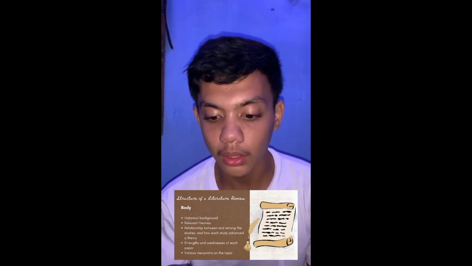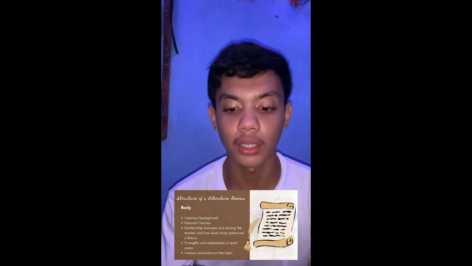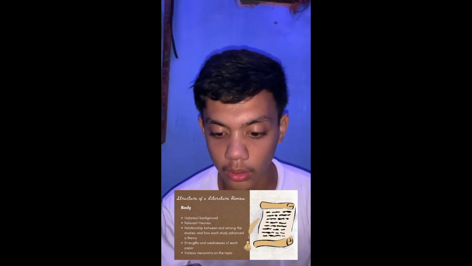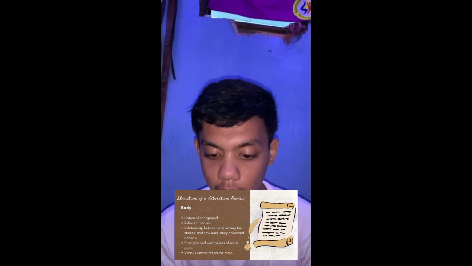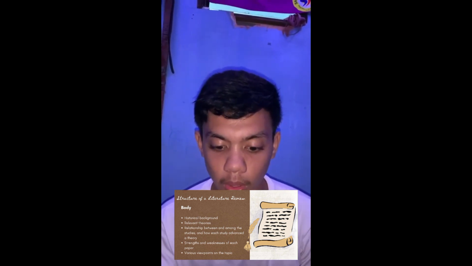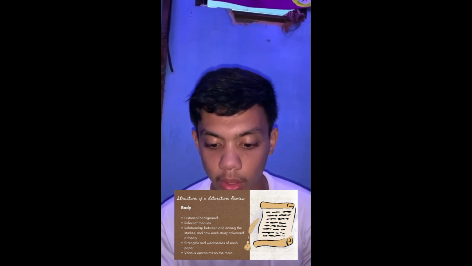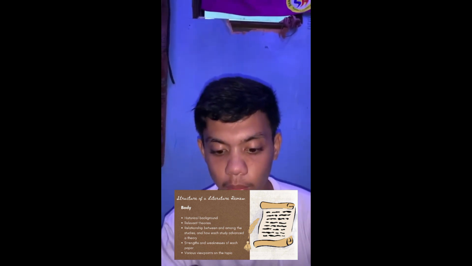The body of a literature review provides historical and background information and relevant theories, and explains how studies relate to each other and develop theories. Three: evaluates strengths, weaknesses, and different viewpoints.